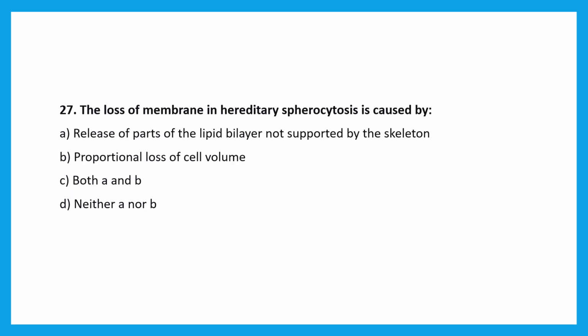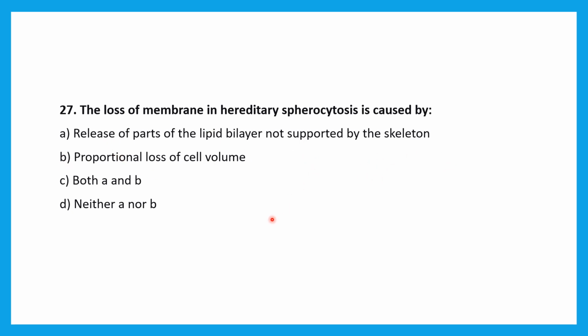Number 27, the loss of membrane in hereditary spherocytosis is caused by what? A, release of parts of the lipid bilayer not supported by the skeleton, B, proportional loss of cell volume, C, both A and B, and D, neither A nor B. Which one do you take? The correct answer is A, release of parts of the lipid bilayer not supported by the skeleton.